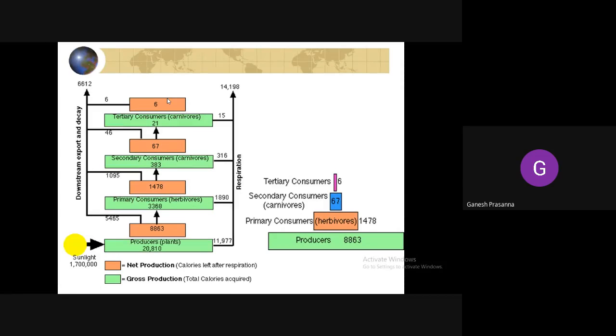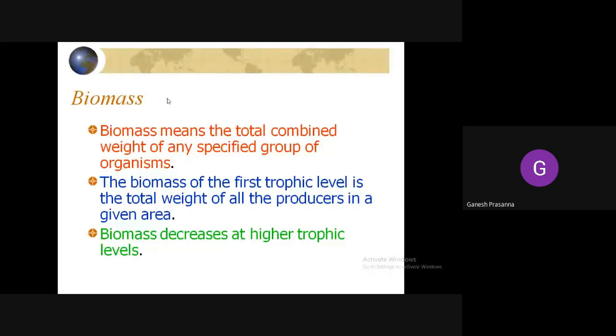Okay. Coming to the biomass. Biomass means the total combined weight of organisms or any specified group of organisms. Now, if we say biomass of human beings, it is the total weight of all the human beings present on the earth. So biomass of the first autotrophic level is the total weight of all producers in a given area.